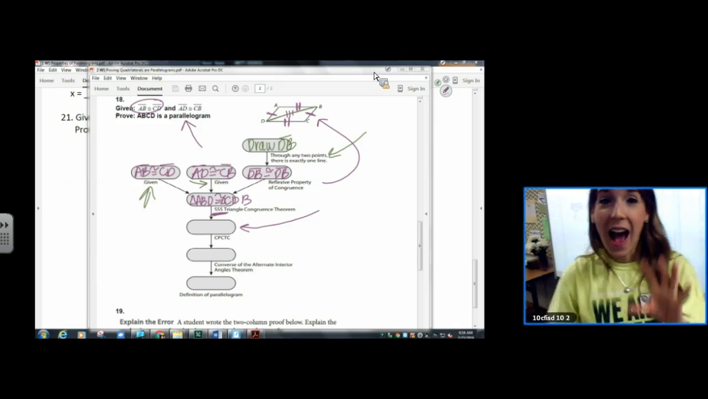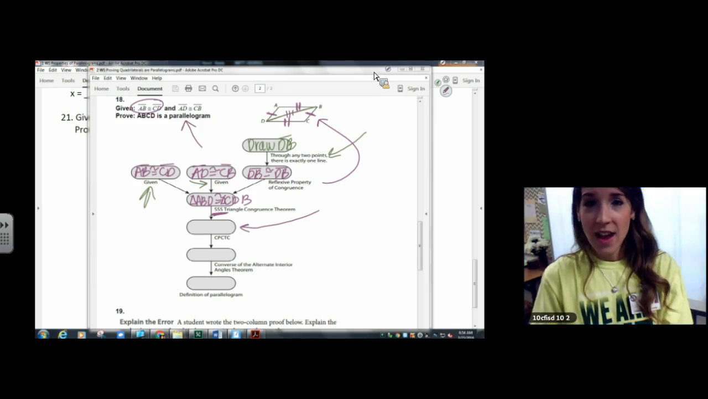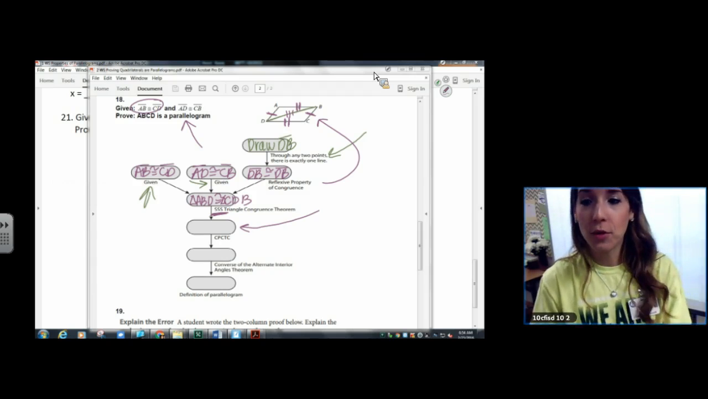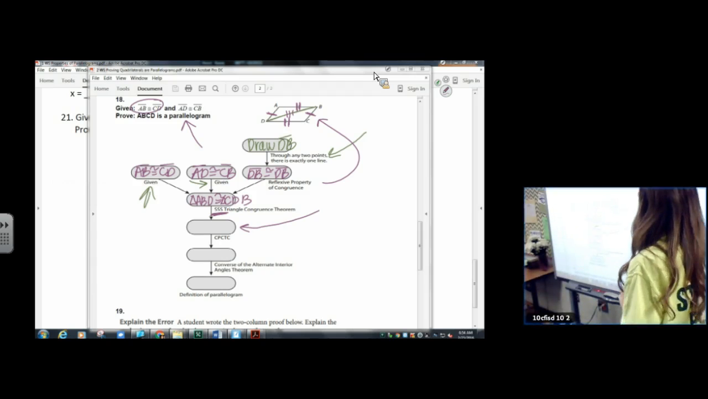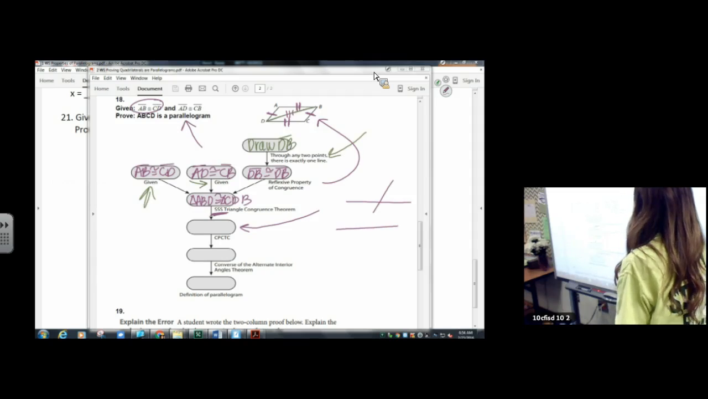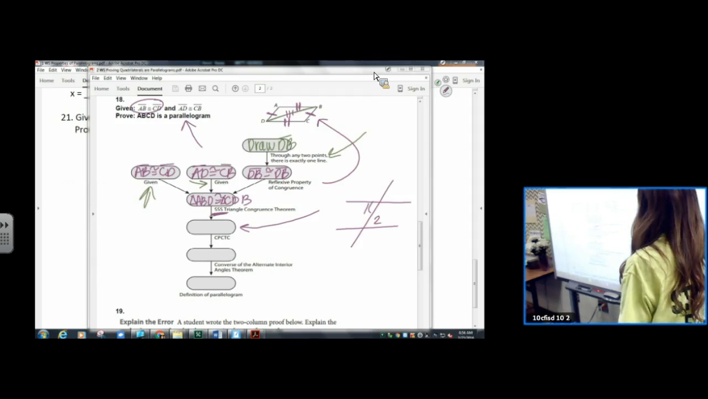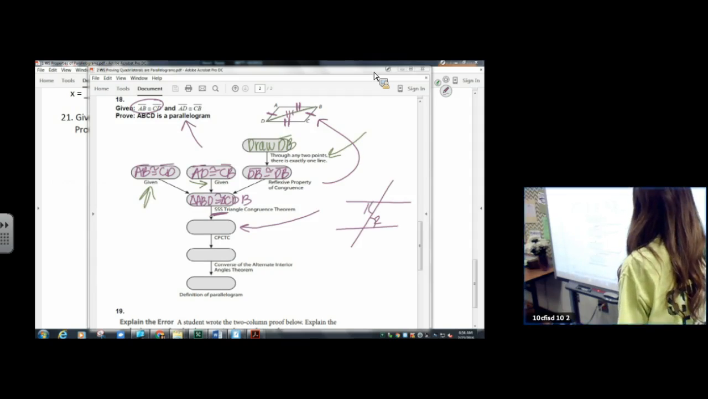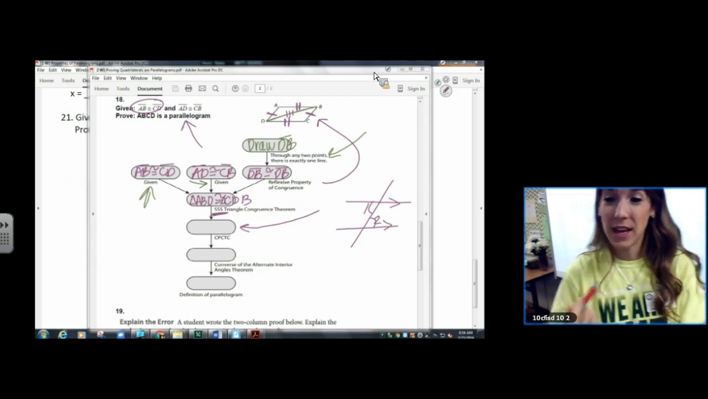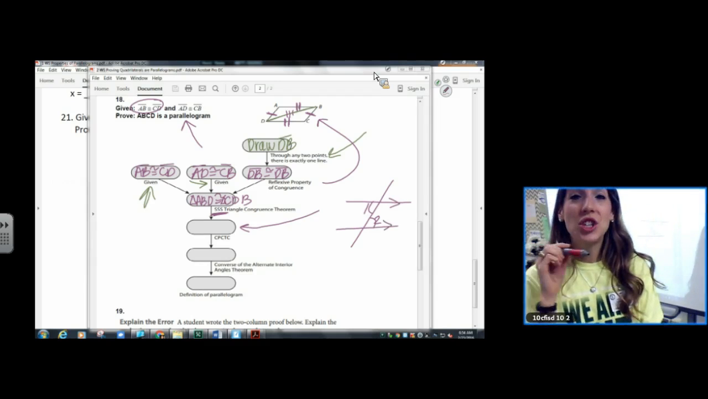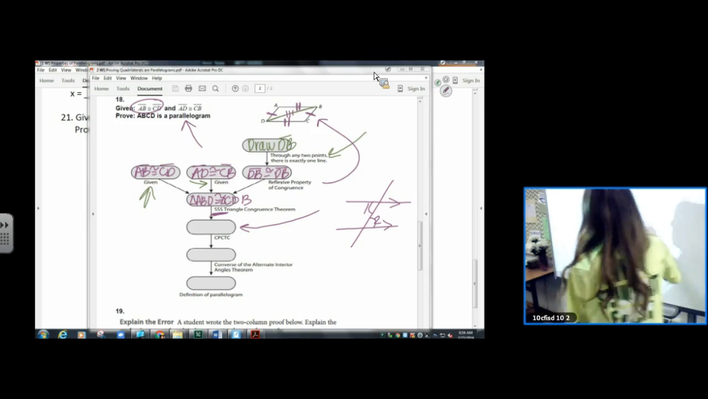To be able to say that, I need some parallel sides. And one of the ways that we prove parallel sides is that we show, if I can show angle 1 is congruent to angle 2, then I can prove that those segments are parallel. So I need to show that the alternate interior angles are congruent.